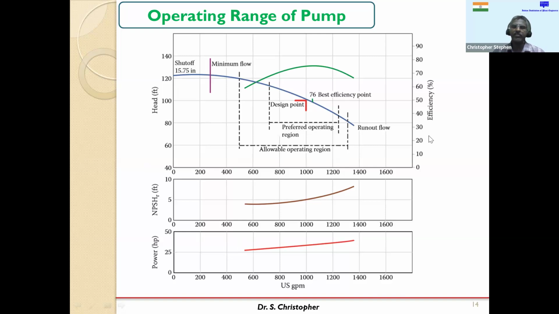So those who are in the field operating the pump, definitely the pump has to operate within this range. The reason is you will be getting better efficiency. Beyond this, there are various losses, which I will be discussing in the subsequent slide. Why we should not operate the pump beyond the preferred or allowable operating region, we'll see in the next slide.